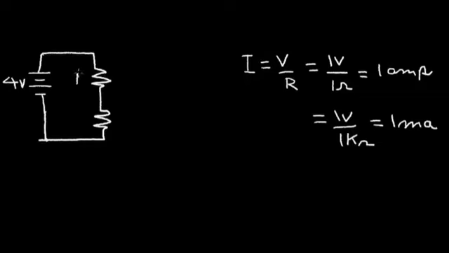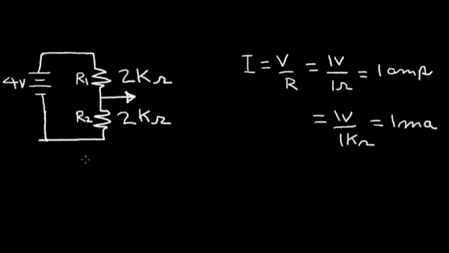Let's call this R1 and R2. Let's presume that R1 is 2 k ohms, or 2,000 ohms, and R2 is also 2,000 ohms. Let's ask ourselves, what is the voltage between the 2 resistors at this point?